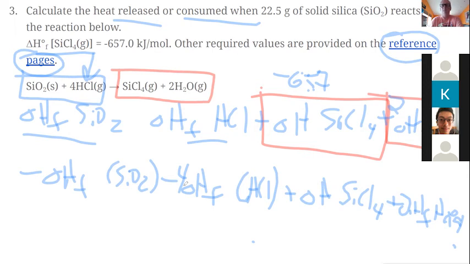The link doesn't work on the reference page. All right, so you're going to have to Google them. Right, so you Google those then: solid silicon dioxide, HCl gas, and water gas.